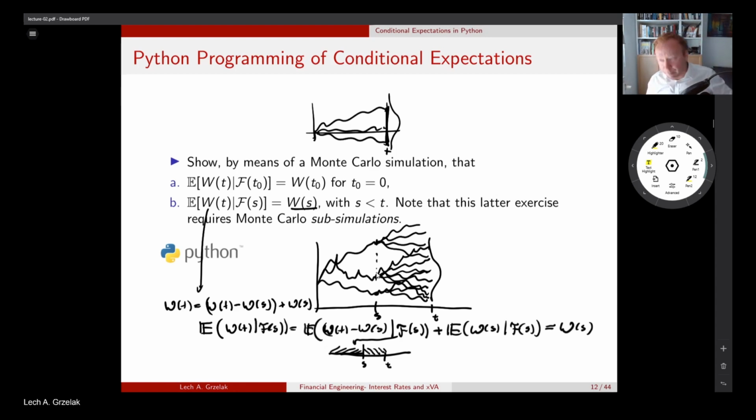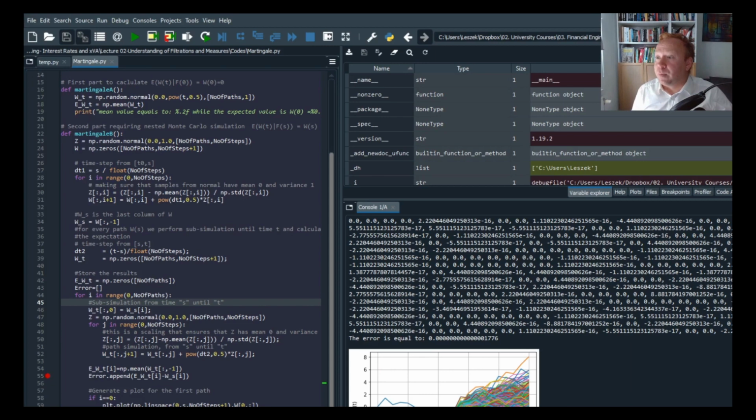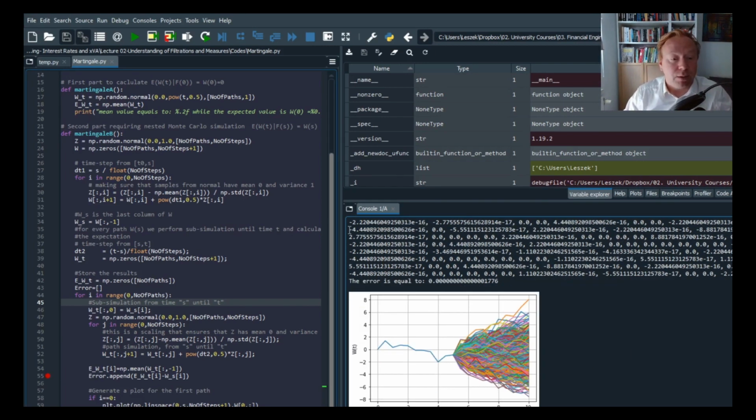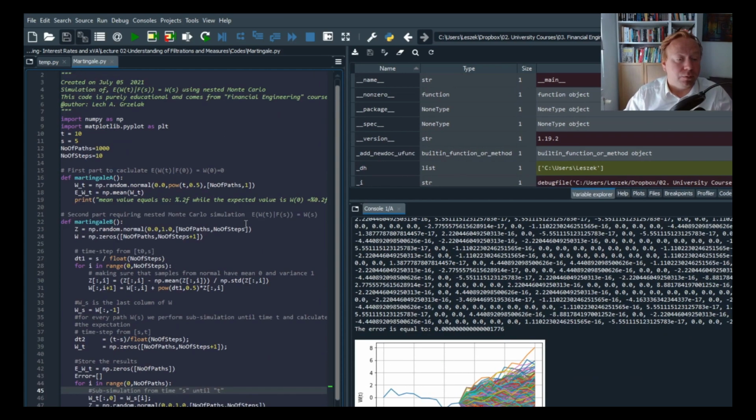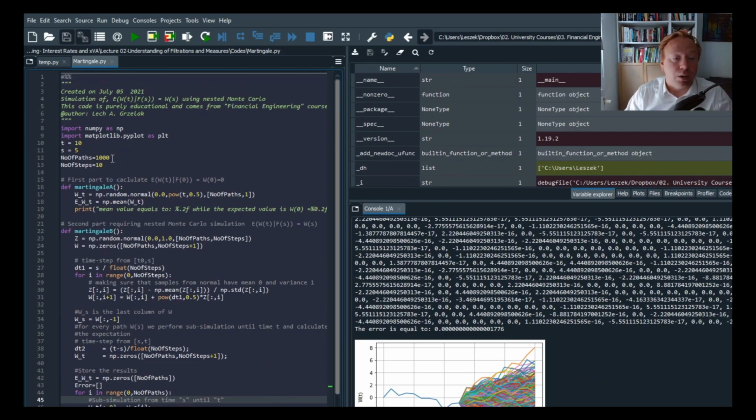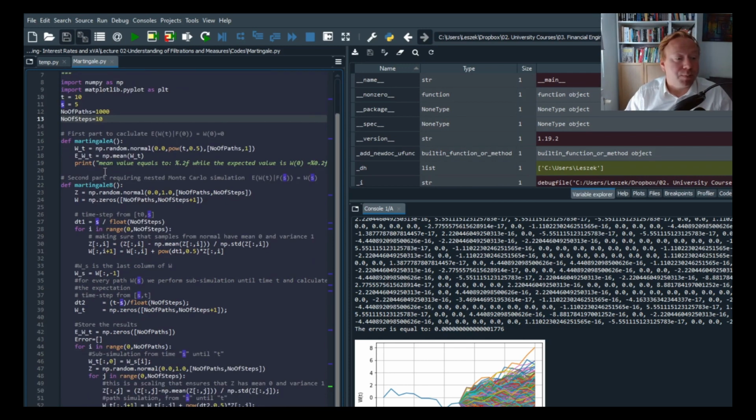Let's take a look at the Python code. I prepared some code where we can simulate and see the impact of calculating the conditional expectations. I have chosen two times, time S and time T. We have 1,000 paths and 10 Monte Carlo steps.